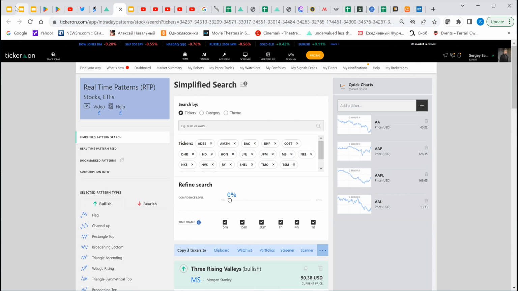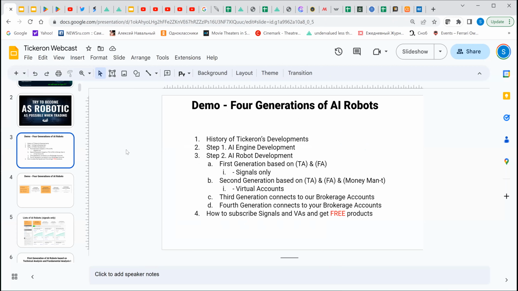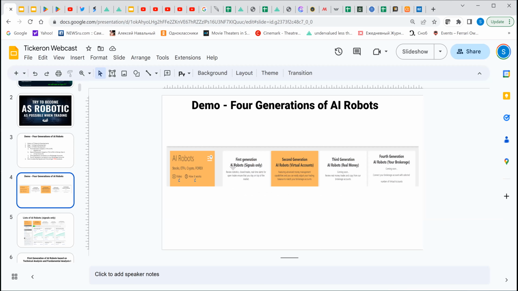And people again kept asking me what and how you use it. And I kept saying, that's how you use it. And they said, prove it works. And that's how we took our engines and started creating robots. That way we created first generation, second generation, third generation, fourth generation.